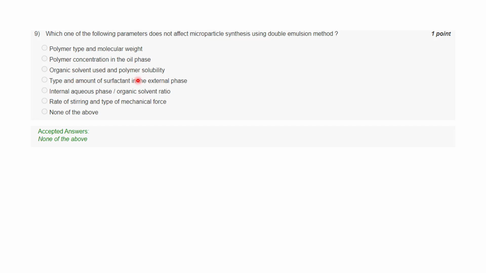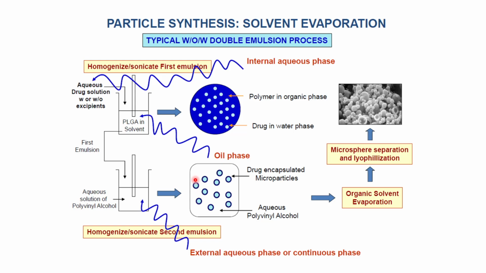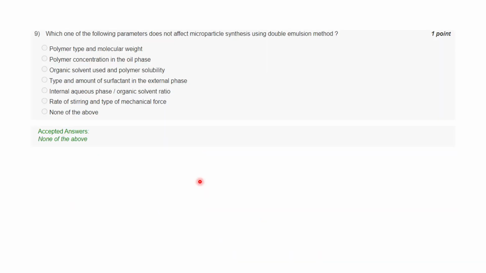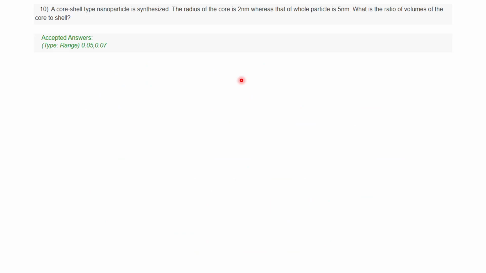The amount of surfactant you put in the external phase matters, because since both of these particles are hydrophobic in nature, your PLGA on the surface is hydrophobic, they can come together and form a big particle, they'll aggregate. So you use surfactants to avoid that aggregation. The amount of surfactant you are putting will also change the size of your microparticles. Also, other factors like the internal aqueous phase to organic solvent ratio and how much mechanical force you're giving during the stirring are also going to matter. So the right answer for this question was none of the above, meaning all of these parameters will affect your microparticle synthesis. And then last was, I think you were there for this question.